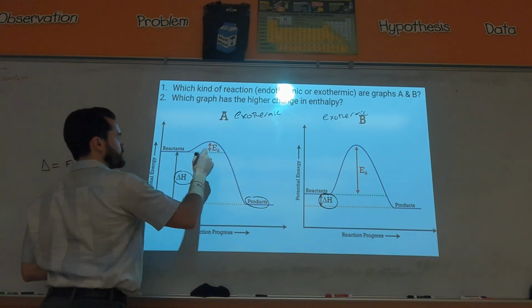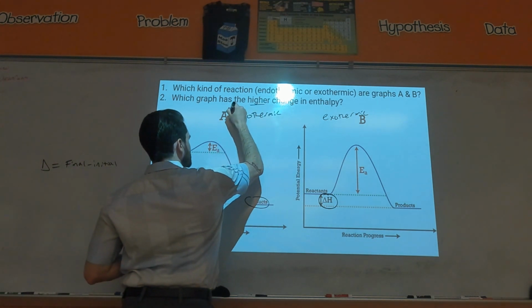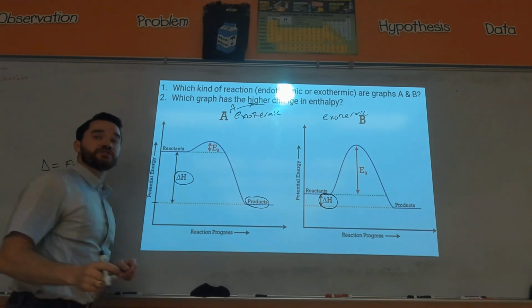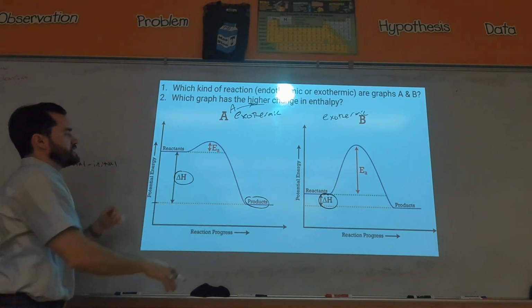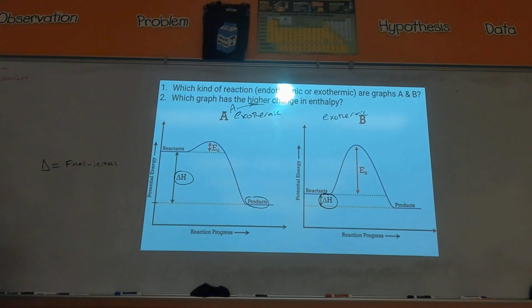So the answer to this question would be A. A is going to have the higher change in enthalpy, because the change in enthalpy is the difference between the reactants and products. It's clearly higher for graph A. So that's really what I want you to be able to do at this point.